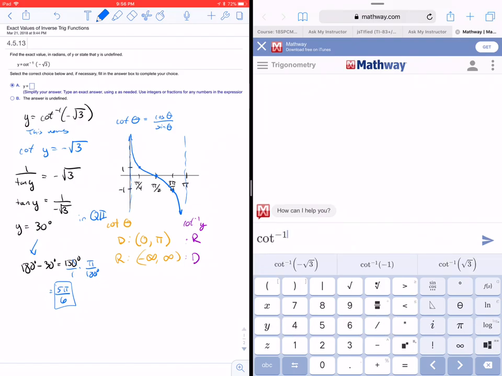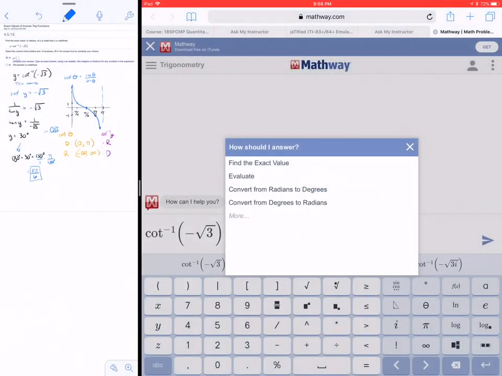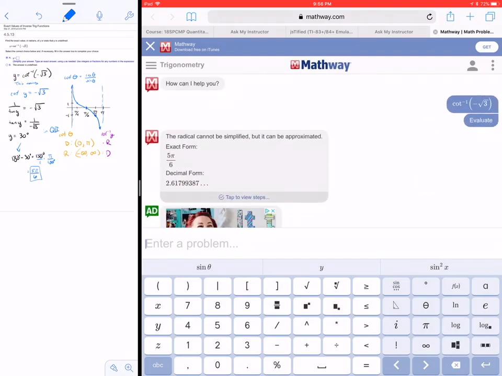And then I want to get out of that power. And then I want to say parenthesis, negative square root of 3, and then close the parentheses. Okay, that's the original. We should get 5 pi over 6. Let's see what happens. I want to evaluate. Let's see if we get 5 pi over 6. See? There it is. 5 pi over 6.